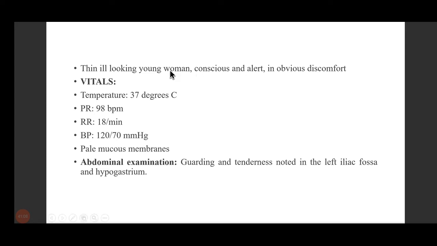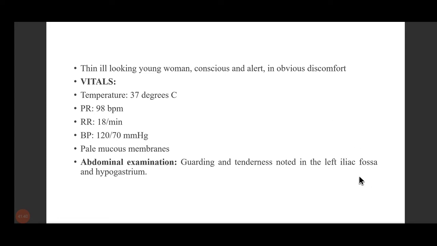The patient is a thin, ill-looking young woman, conscious, alert, in obvious discomfort. The vitals are temperature 37 degrees Celsius, pulse 98 beats per minute, respiratory rate 18 per minute, BP 120 by 70. Pale mucous membranes were noted. Abdominal examination shows guarding and tenderness in the left iliac fossa and hypogastrium.